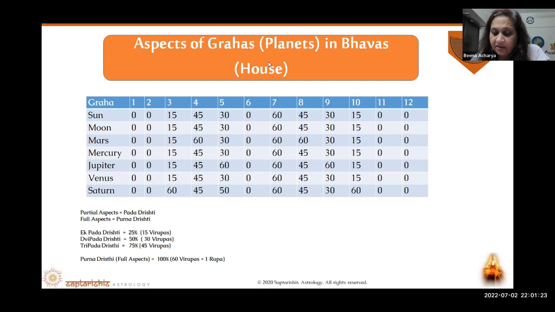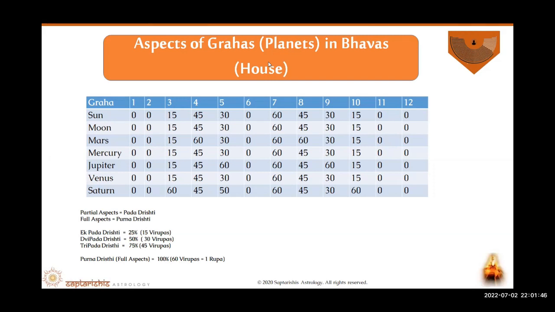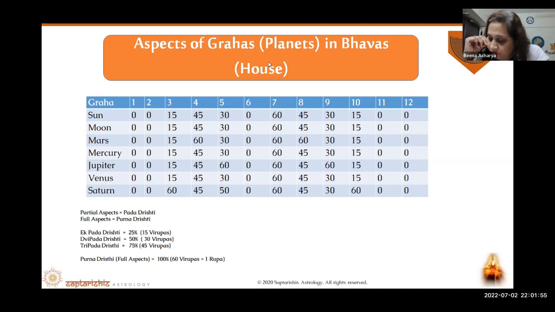Another question relating to aspects: for example, if the Sun is exalted in Aries, it aspects its debilitated sign, that is Tula. In that case, how do we analyze? That I will cover when we study exaltation and debilitation, because there are some more points to it. Don't worry. I asked because, in that case, it is 180 degrees.